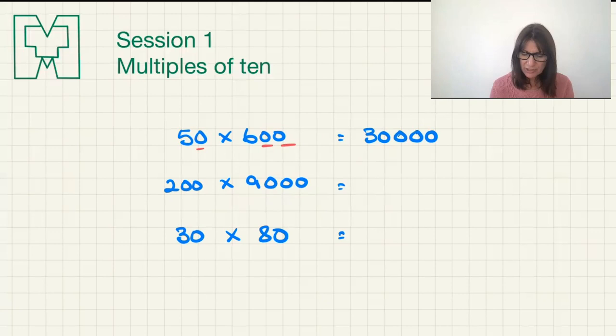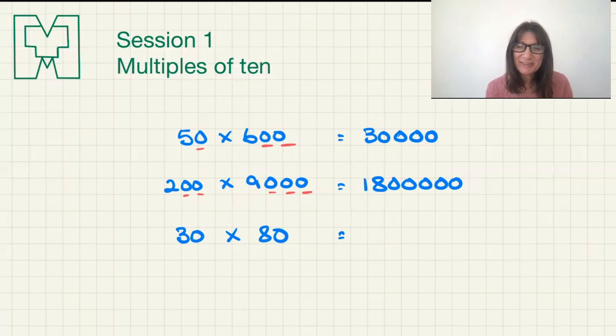Okay, the next one is 2 times 9. 2 times 9 is 18. And I've got 1, 2, 3, 4, I've got 5 zeros this time. So let's get those written in. 1, 2, 3, 4, 5. Okay, that is a very big number, isn't it? Can you say that number? Have a go. Okay, that number is 1,800,000. If you got that right, super. Super, super.